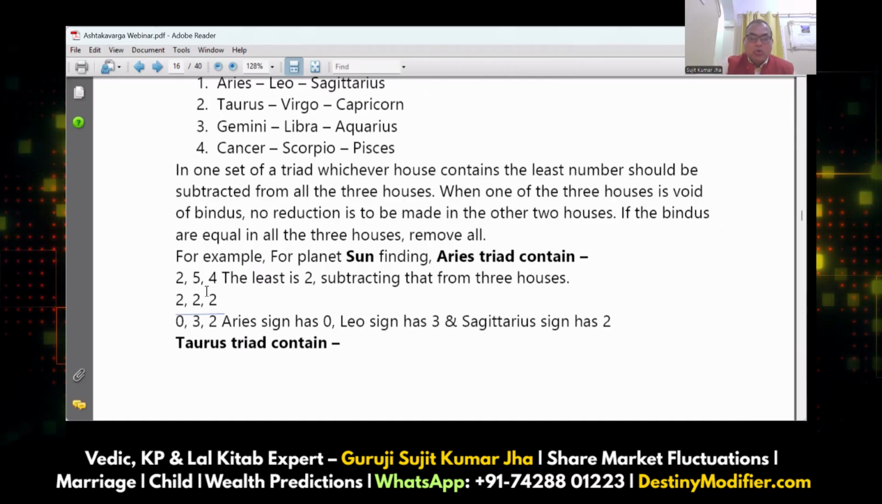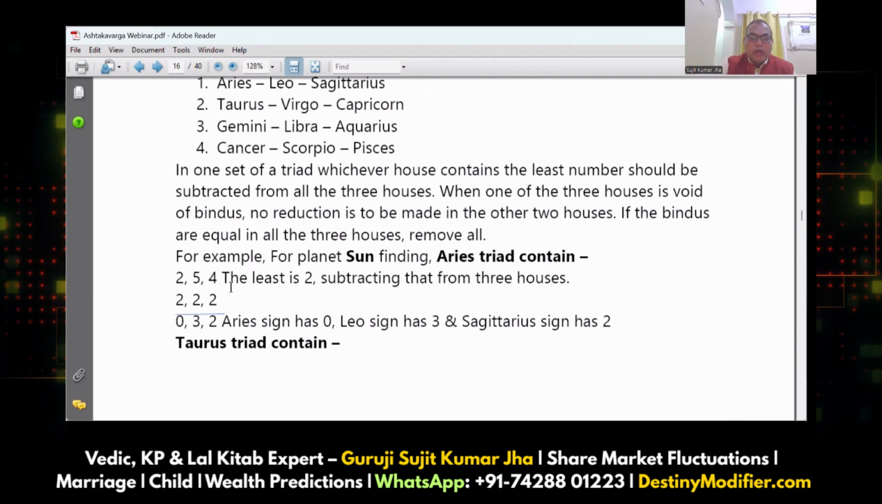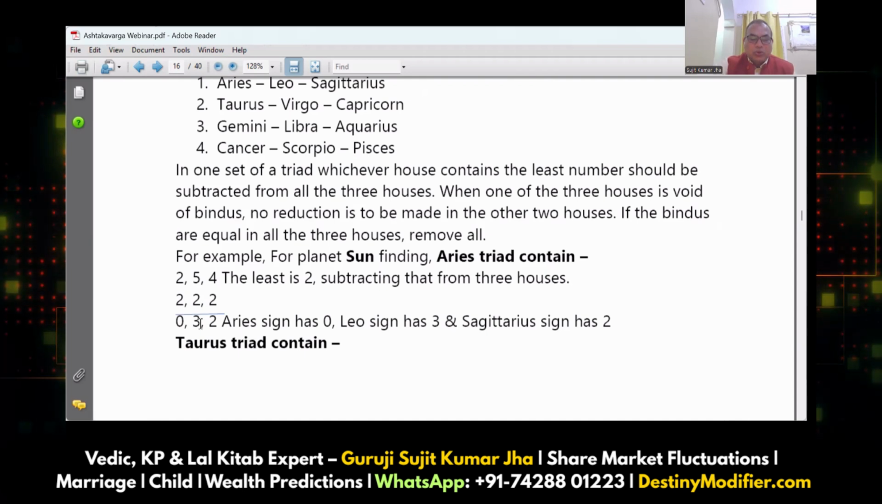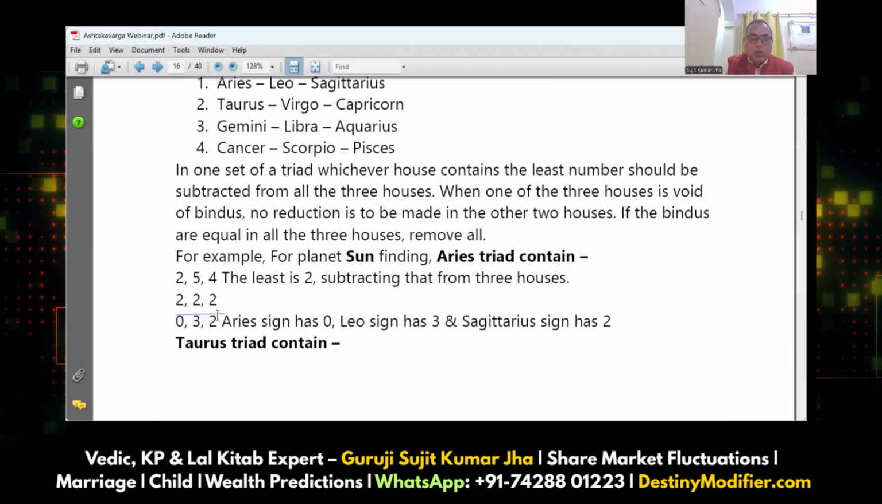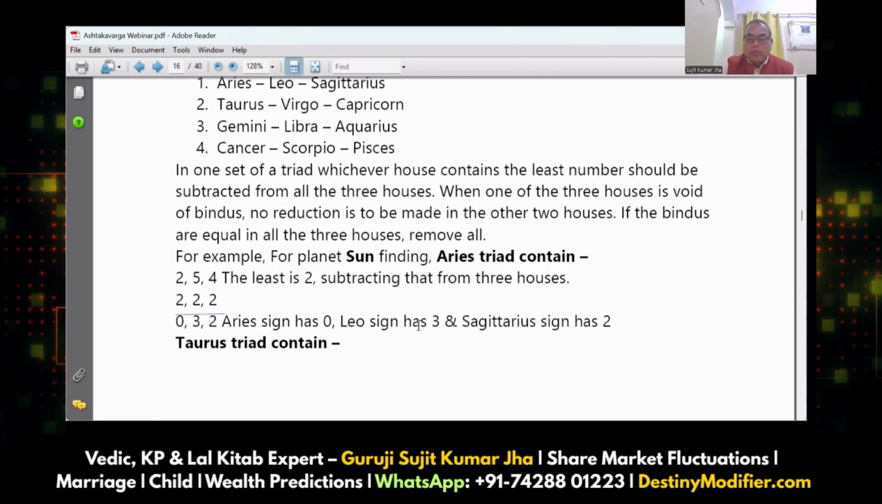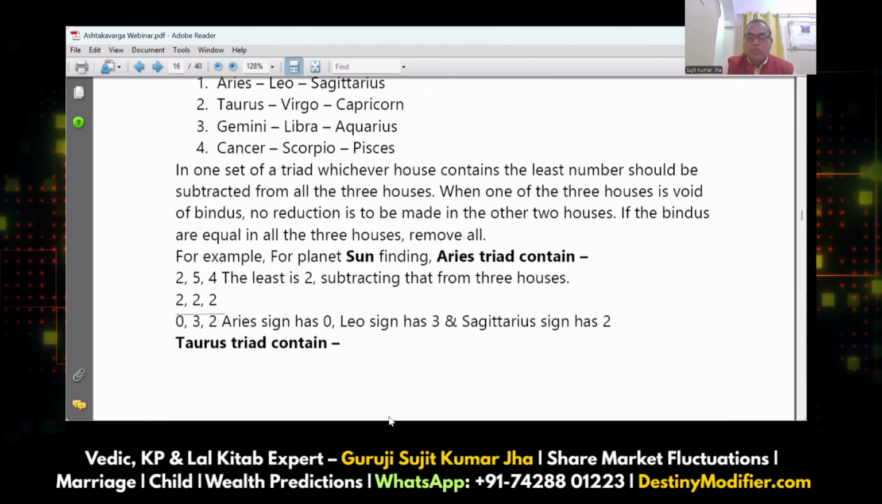So what do we have to do? We have to subtract 2 from every one. So 2 minus 2 is 0, 5 minus 2 is 3, 4 minus 2 is 2. So Aries sign now has 0 points, Leo sign has 3 points, Sagittarius sign has 2 points.